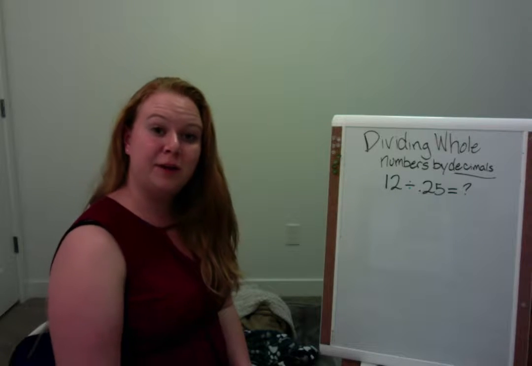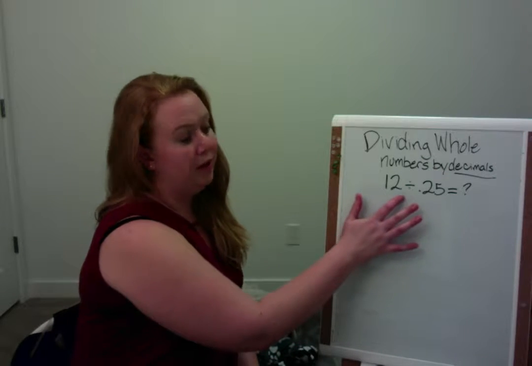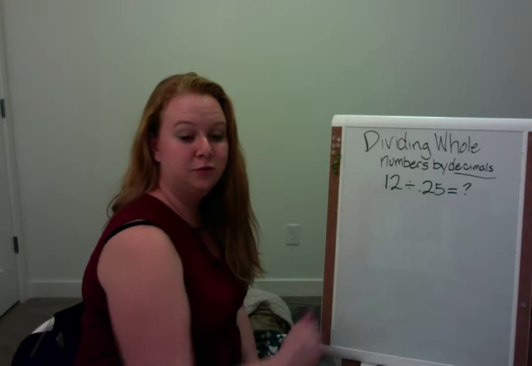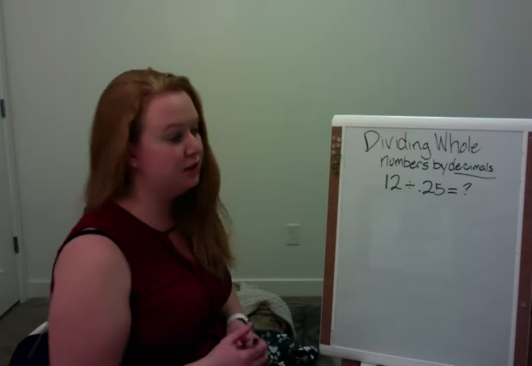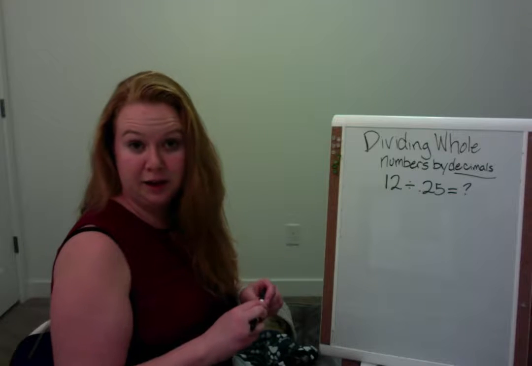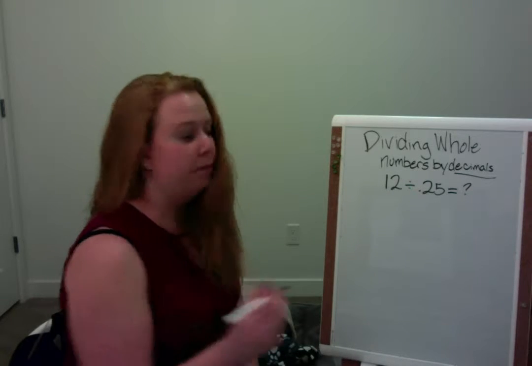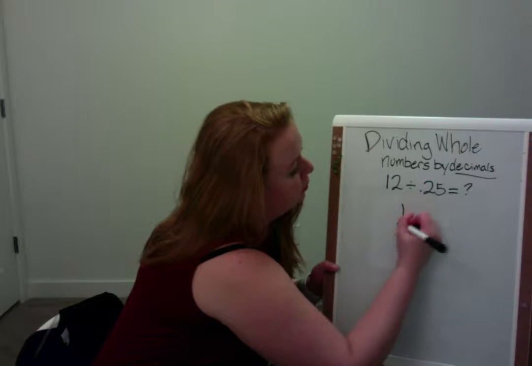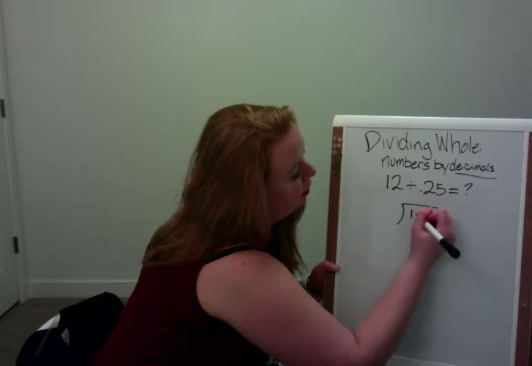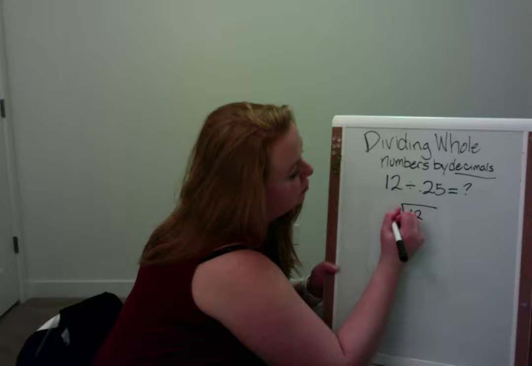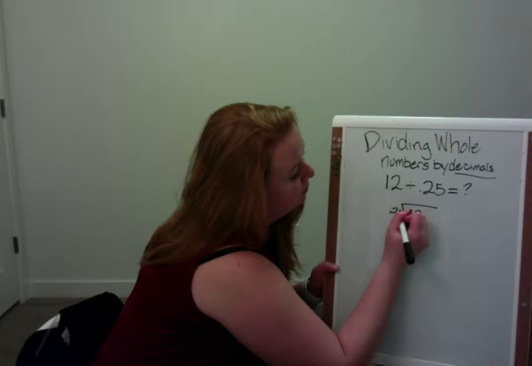Alright, let's get started by looking at a simple problem. We have 12 divided by 0.25. The first thing I like to do is set it up in the long division form. So we put the 12 in there and the 0.25 on the outside.